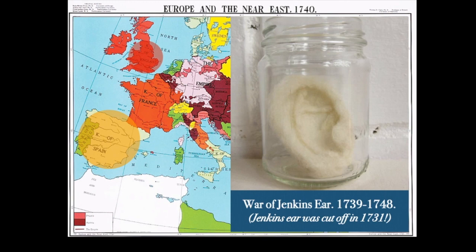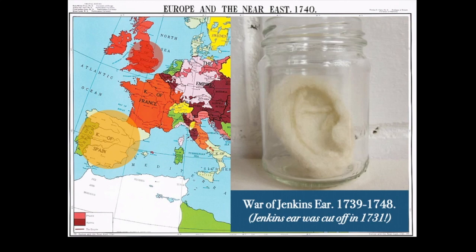It's now the early 18th century, though, which is cutting off somebody's ears. So they cut off Jenkins' ears. But they also let Jenkins keep the ear. This ear was then put into a jar with some preservative in it, and it was kept. So that event happened in 1731. In 1739, then, that ear made an appearance in Parliament.